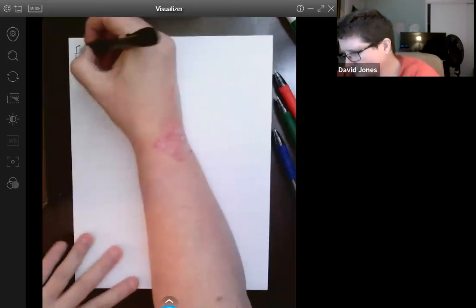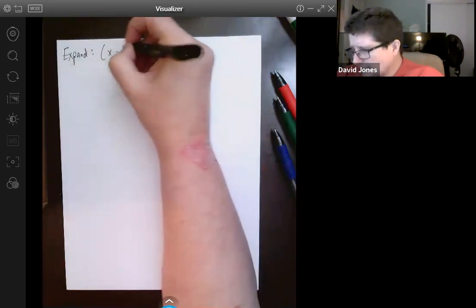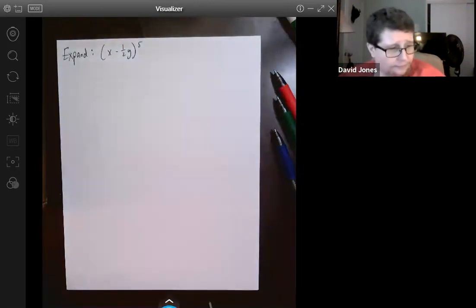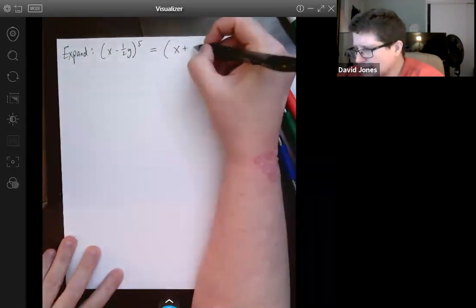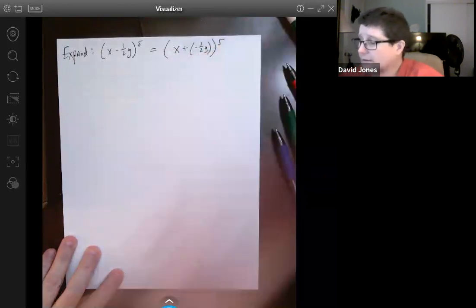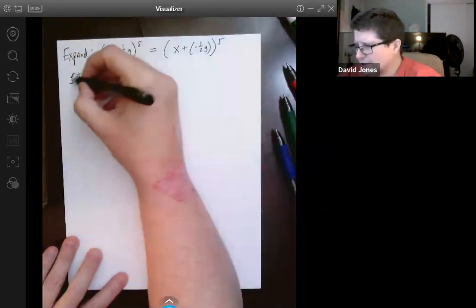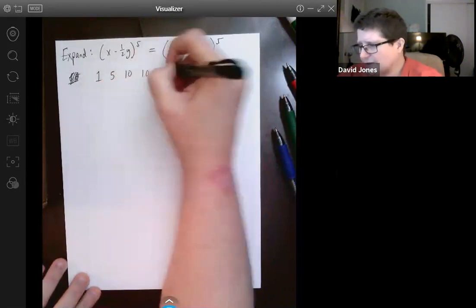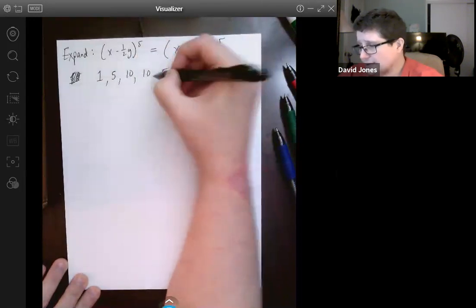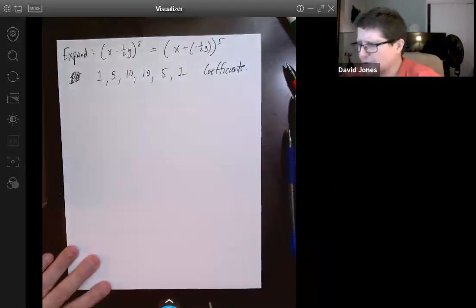Let's expand out (x minus 1/2 y) to the 5th power. And if I want to write this as x plus y, I could do (x plus negative 1/2 y) to the 5th power. My first term is definitely, we know the coefficients of this line, right? We did 5. We had 1, 5, 10, 10, 5, 1. Those were the coefficients. I think Pascal's triangle is pretty quick there rather than doing nCr for each of these.